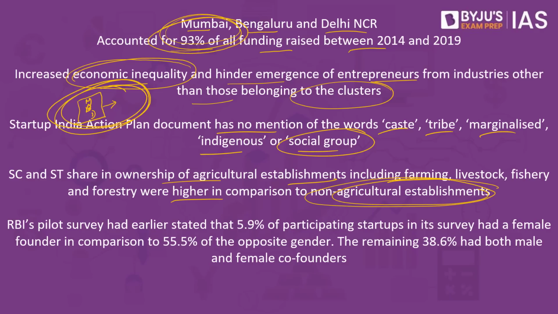The RBI's pilot survey had earlier stated that 5.9% of the participating startups in its survey had a female founder, in comparison to 55.5% with the opposite gender. So 55.5% were dominated by men, and only 5.9% were led by female entrepreneurs. The remaining 38.6% had both male and female co-founders. So the startup initiative, once again, is tilted in favor of men, and this happens to be another major concern.